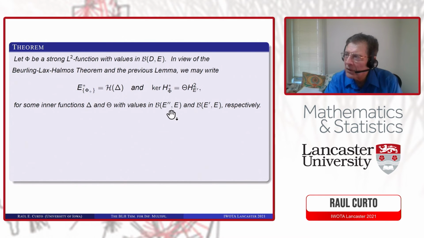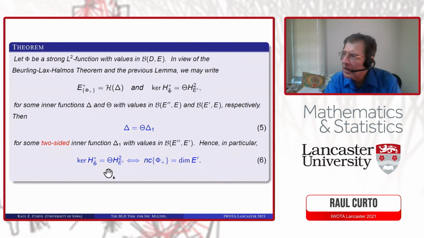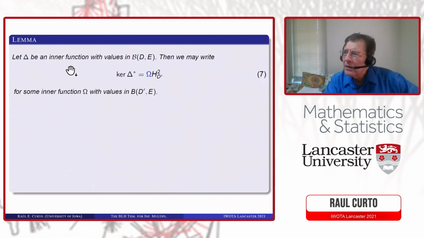Each one has a prime, so the second one has a double prime. Now we're going to see how the delta from here and the theta from there compare. So delta is theta delta 1 for some two-sided inner function delta 1. In particular, the kernel will be theta if and only if the degree of non-cyclicity is equal to the dimension of E prime. That's what we mentioned in the previous slide. Now, if delta is inner, and we write delta star and look at the kernel, since delta star is also an operator valued function, maybe not of bounded type, then the kernel of that is going to be omega H to D prime.